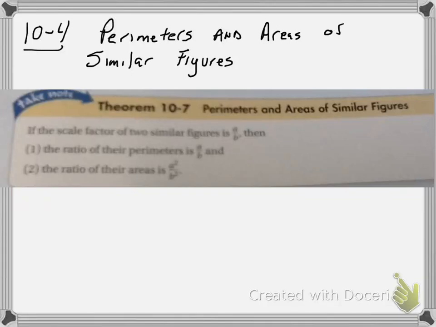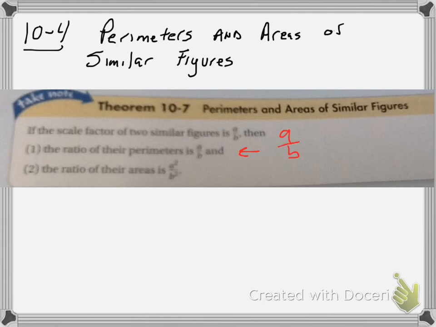10.4 is about perimeters and areas of similar figures. So when you're dealing with similar figures, and we've been talking about it for a couple days now, they have a scale factor, A over B. We've been dealing with that over and over again. So the ratio of their perimeters is the same, A over B.